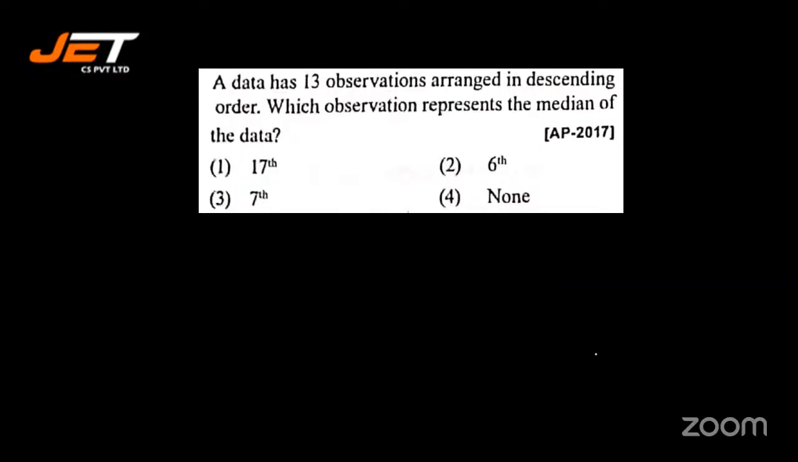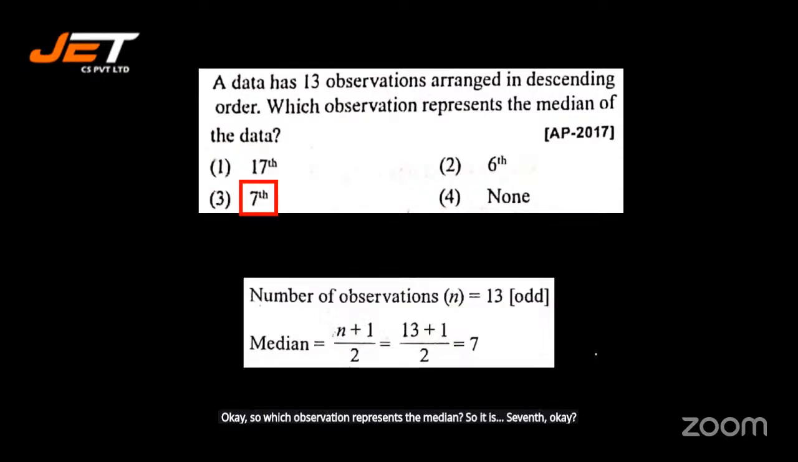A data has 13 observations arranged in descending order. Right. So which observation represents the median? So it is 7th. Okay. See, I told you the number of observations is 13, which is an odd number. Therefore, median is equal to n plus 1 by 2th item. So 13 plus 1 by 2 is 7th item. All right. Yes. Cumulative frequency is used to calculate median, mean, mode, or none.